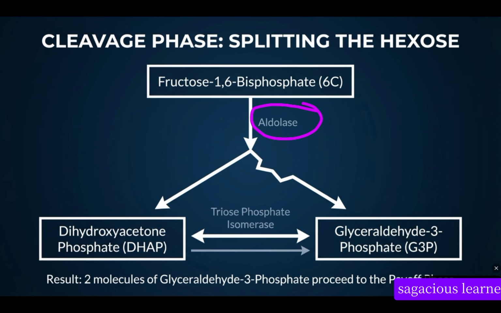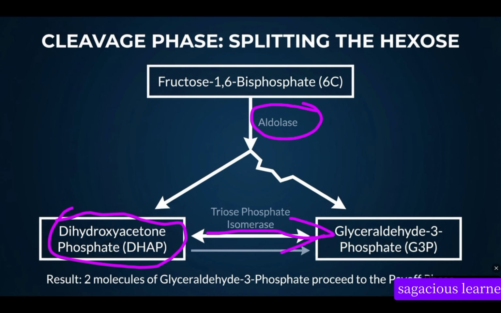Now, I also want you to observe something. Aldolase is converting fructose 1,6-bisphosphate to dihydroxyacetone phosphate and glyceraldehyde triphosphate. So glyceraldehyde triphosphate will now proceed to form pyruvate. But our body cannot start converting this dihydroxyacetone phosphate to pyruvate directly. So our body will first convert this dihydroxyacetone phosphate to what?